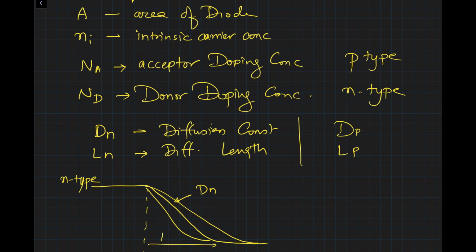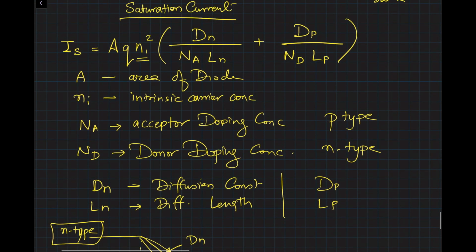And what is the diffusion length? So Dn and Ln would be for the n-type. Similarly, you will have Dp and Lp for the p-type. So this is the way you can figure out what your saturation current IS of the diode is.